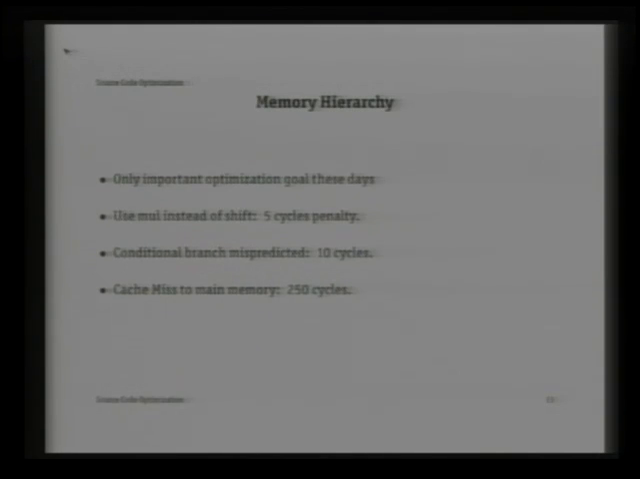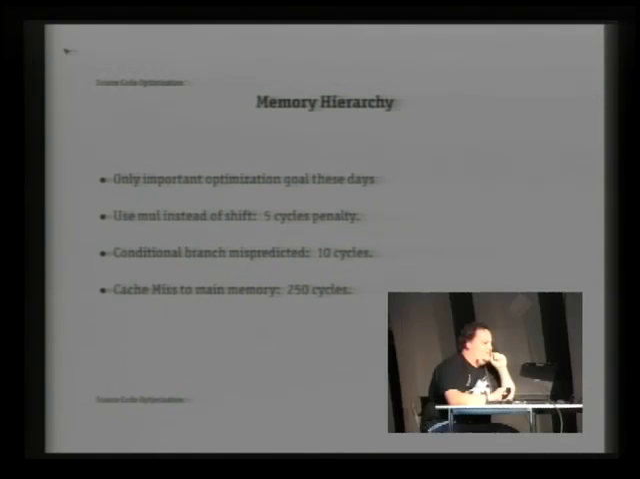The only really important optimization goal these days is memory latency, and I have these values for you. If you use multiply instead of shifting, which I showed you the compiler already fixes for you, but if the compiler wouldn't do this, that would be a 5-cycle penalty. I showed you the call penalty is 4 or 3 cycles, depending on the CPU. So 5 cycles if you use mul instead of shift. If you mispredict a conditional branch, it's 10 cycles. But if you access main memory and that's not in the cache, that's 250 cycles.